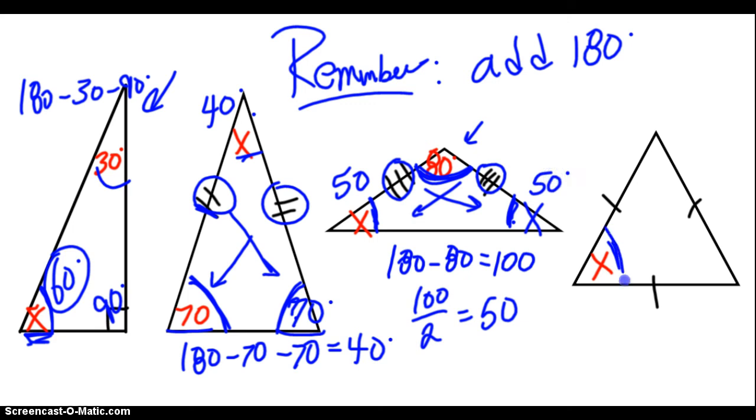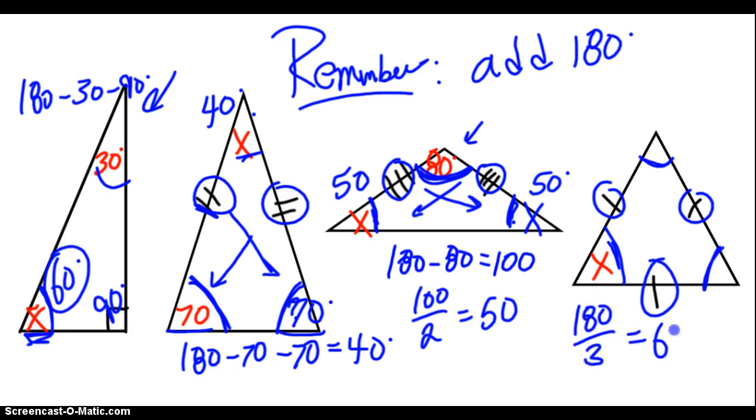Lastly, we've got an equilateral triangle. We know that because all of the sides are congruent. And we don't have any of the angles marked, but that's okay. Since all the sides are congruent, we know that all the angles will also be congruent. So we can take that whole 180, divide it 3 ways, and know that each angle in an equilateral triangle is always 60 degrees. So x is 60 in this case.